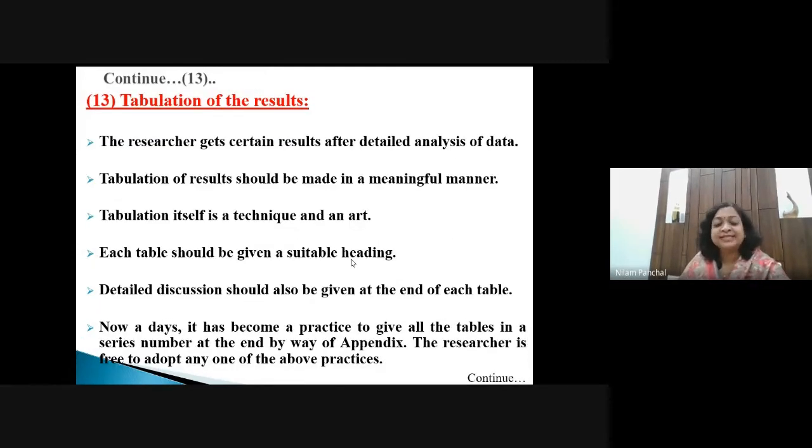The next is tabulation of the results. In the research process, the next step is that you need to tabulate the results. The researcher gets certain results after detailed analysis of the data.